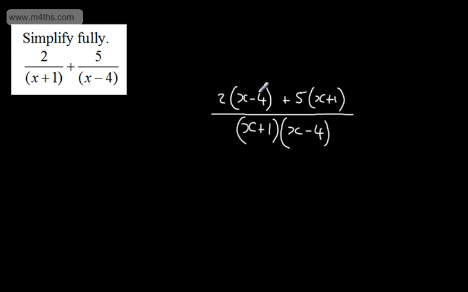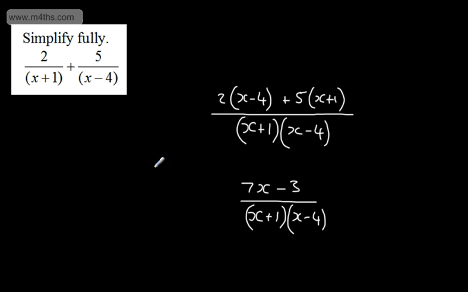So that's going to give me 2x plus 5x, which is 7x. Minus 8 plus 5 is minus 3. And then we're going to have that over, not expanding this, just leaving it as the product of these two linear factors. That is my final answer.